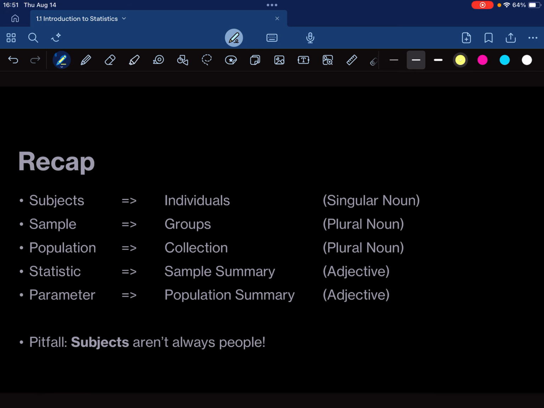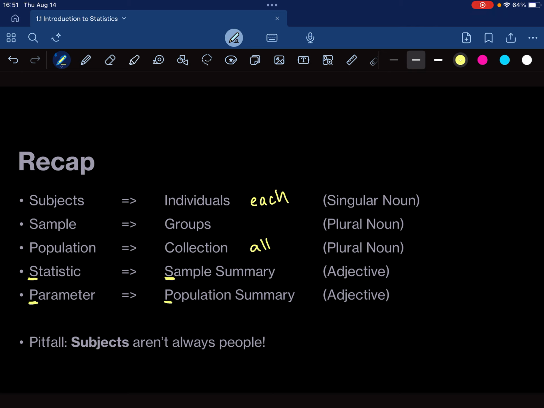So subjects are our individuals. They're going to be some kind of singular noun. We usually use the keyword each for this. For our sample, it's a group of those subjects. For the population, it's all. It's the collection of every single subject. So I'm going to write the word all for our keyword there. Statistics and parameters are like adjectives. They're just designed to describe the information that we collected. Again, for statistics, it's a sample statistic, and for parameters, it's a population parameter.